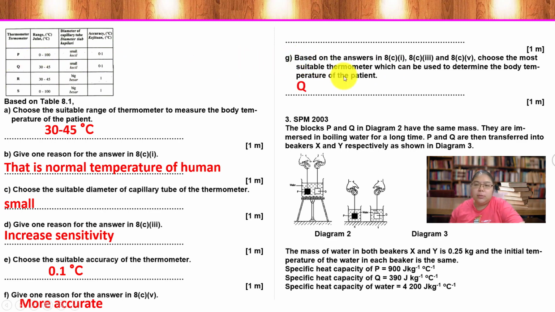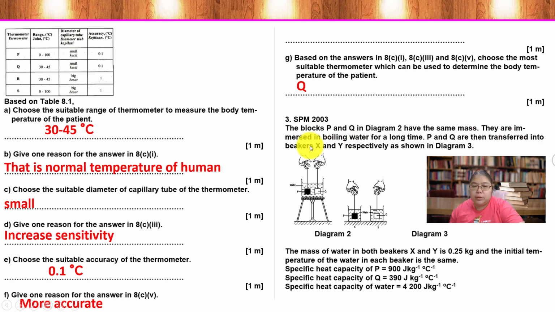Okay, then we continue with question number 3. They show two blocks, P and Q, that have the same mass. They are immersed in boiling water. Boiling water is a keyword. So understood, boiling water is how many? 100 degrees Celsius, is it? And also the keyword is for a long time. Long time means these two, P and Q, might absorb all the heat already. So if I say thermal equilibrium is achieved, P and Q are also 100 degrees Celsius.